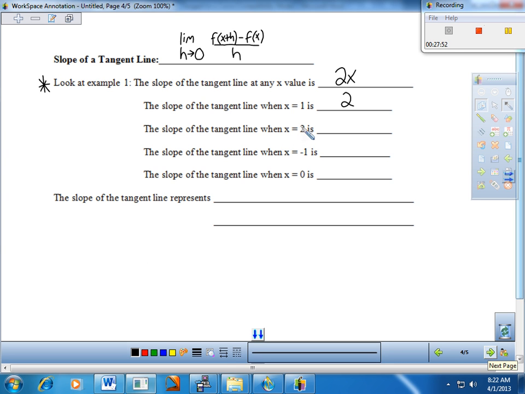How about when x is 2? Again, look how easy this calculation is. You can't get much easier. 2 times 2 is 4. How about when x is negative 1?